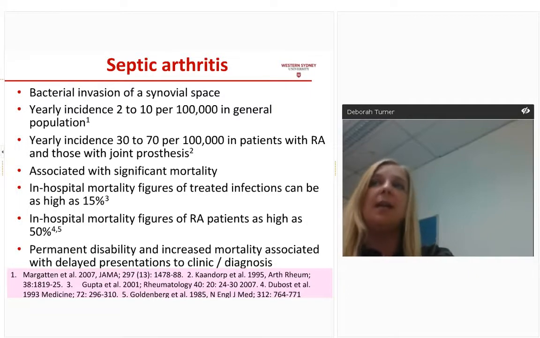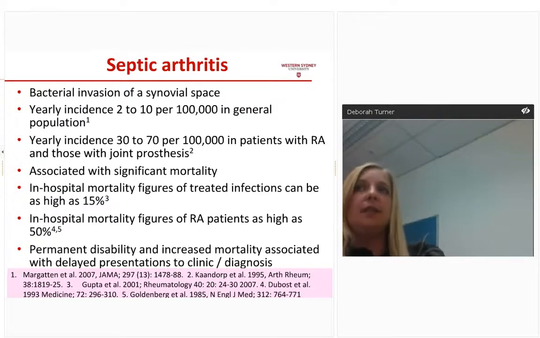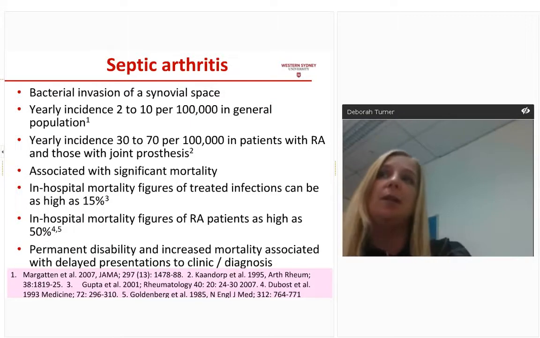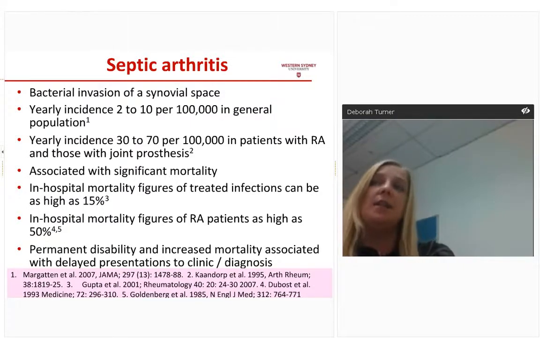What we've got to consider is that when we look at the yearly incidence, when we consider the incidence in patients with rheumatoid arthritis, and particularly those with prosthetic joints, the incidence does increase quite significantly. It is associated with significant mortality, and certainly the research suggests that the in-hospital mortality figures can be as high as 15%. We do want to be able to identify it early and obviously improve patient outcome.